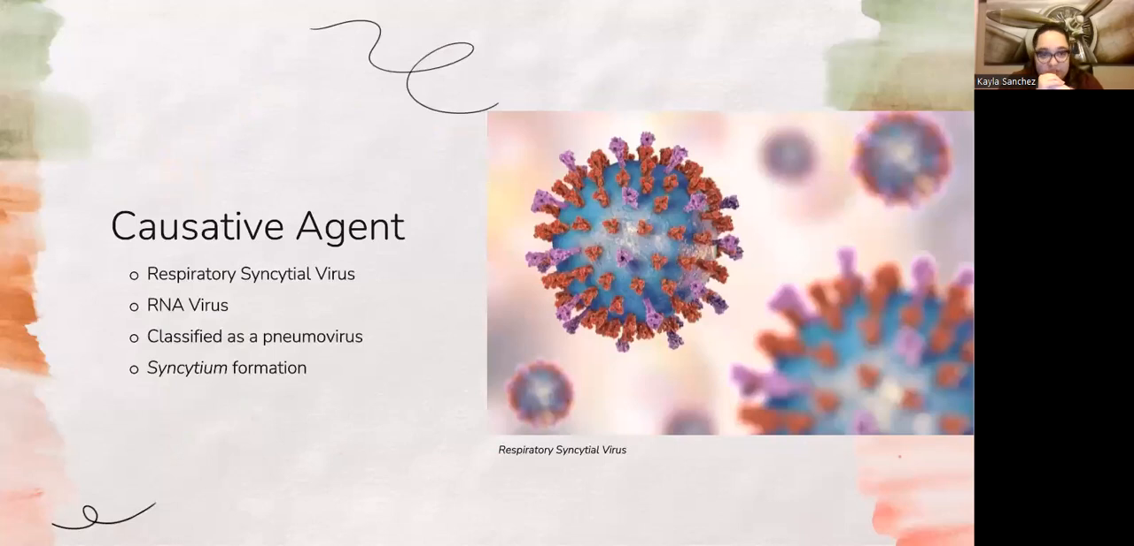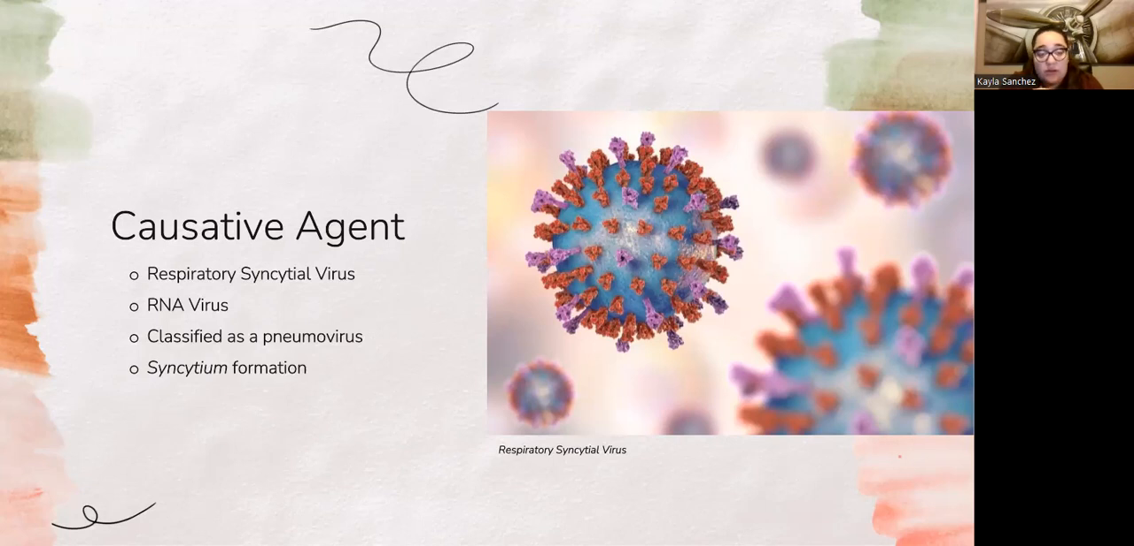So the causative agent is respiratory syncytial virus, and there's a picture of it right there. It's an RNA virus, and it's classified as a pneumovirus because it can cause life-threatening pneumonia in older adults. It's commonly misdiagnosed as influenza as well as the common cold. Because the symptoms are so similar, it's easy to misdiagnose it as the flu or the cold.